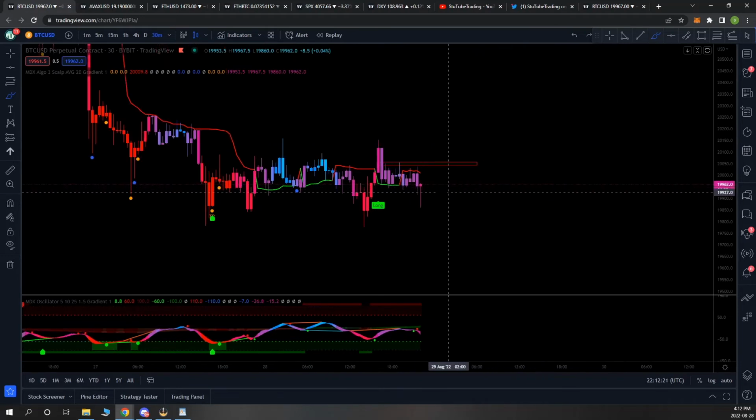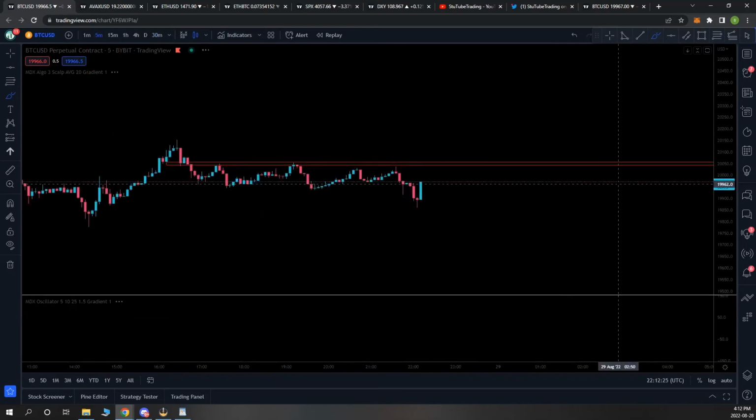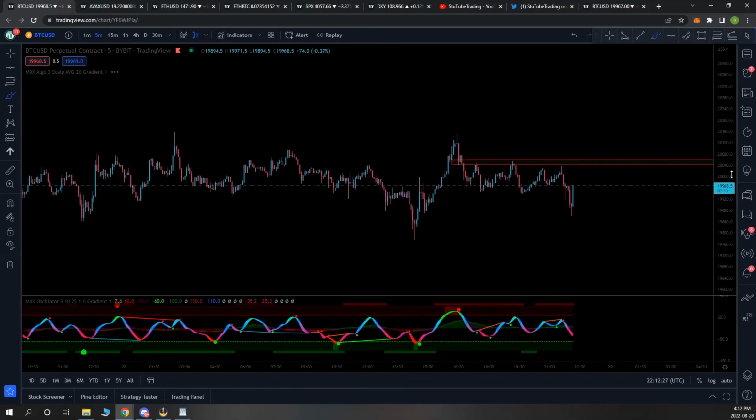Oh, that wick is really coming right back up, just like we were just talking about here. Let's hop back over to the 5-minute. Oh yeah, look at that moonshot.